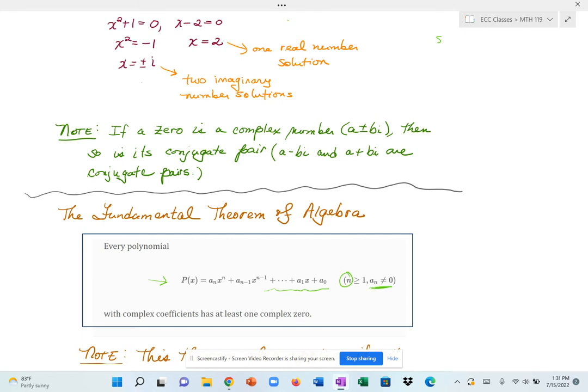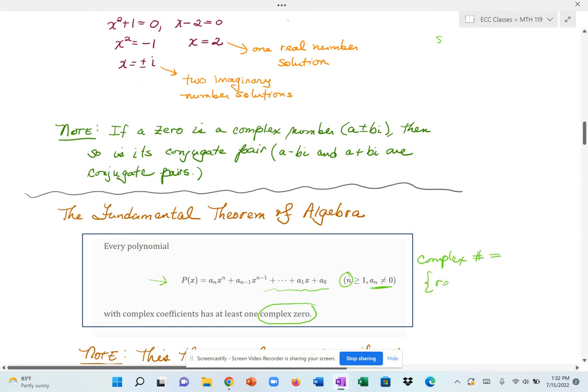With complex coefficients, so all of your coefficients have to be part of the complex number system, meaning they can be real or imaginary, then you will have at least one complex zero. And remember, complex doesn't mean that it has to have an imaginary number. The set of complex numbers is equal to the set of real numbers and imaginary numbers.